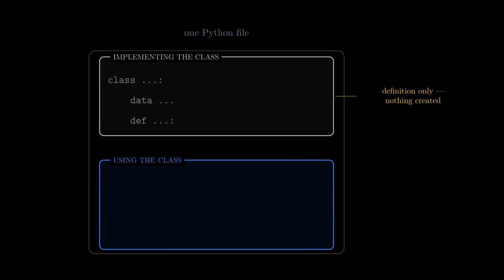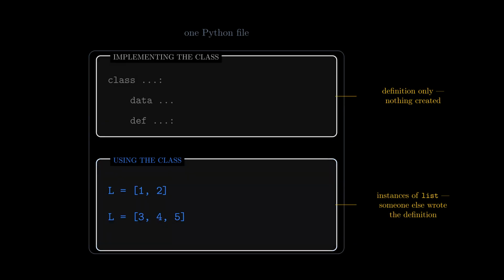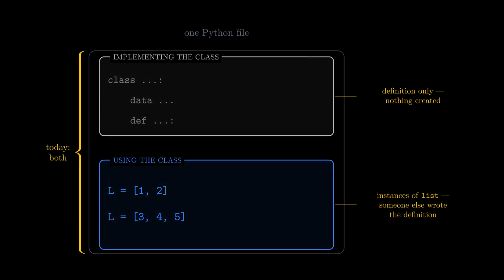The second activity is using the class. Once the definition exists, we create new objects of that type. We have been doing this half all course long. We have never seen the code that defines the list class, but someone wrote it. Every time we typed L equals the list containing 1 and 2, or L equals the list containing 3, 4, and 5, we were using that class, creating instances we can manipulate in a program to achieve something useful. Today we do both halves.